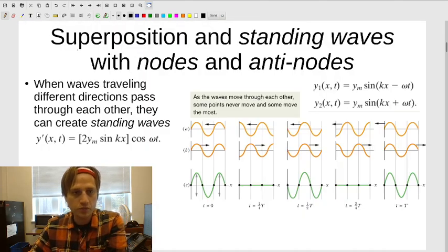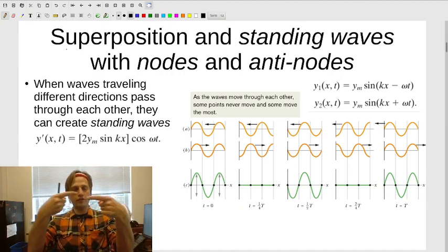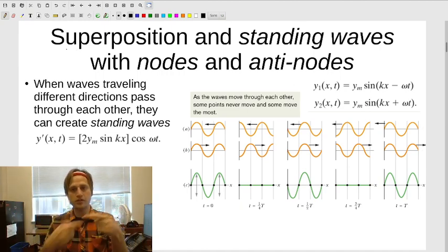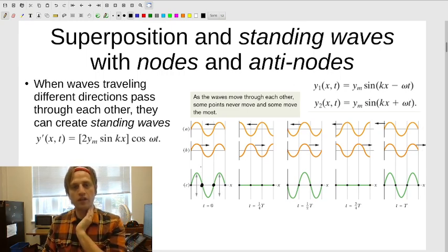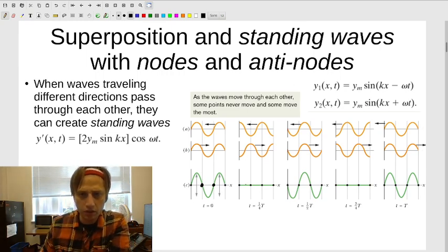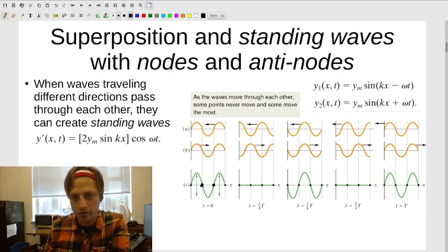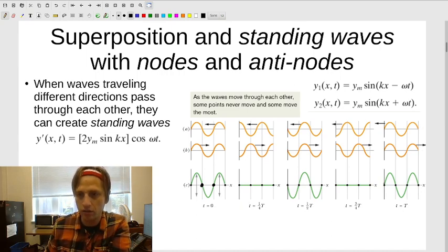Something we also discussed was the idea that if you have two waves that are traveling in opposite directions, they move through one another, and you can get the situation where you have some points that are not moving at all, and other points that are moving up and down and up and down. Now, something to be a little bit aware of: this is a snapshot of t equals 0. Then t equals 1/4 of the way through your cycle, half of the way through your cycle, 3/4 of the way through your cycle, and then once you're all the way back through your cycle, the string looks exactly the same as it did at the beginning.